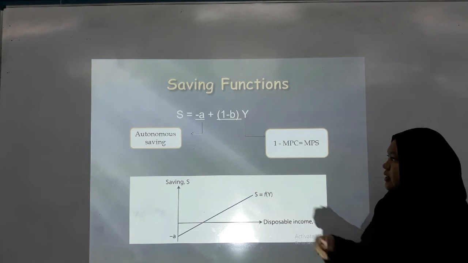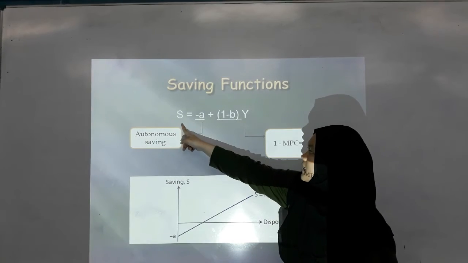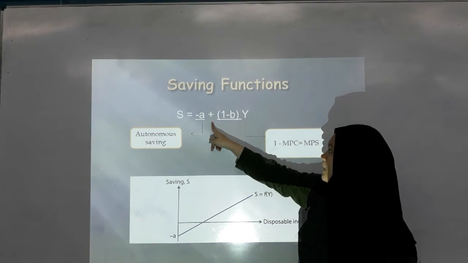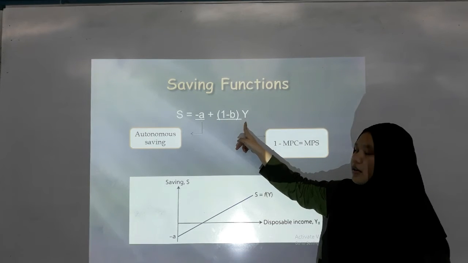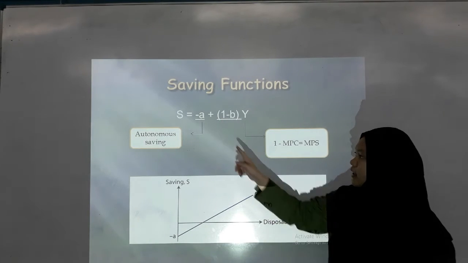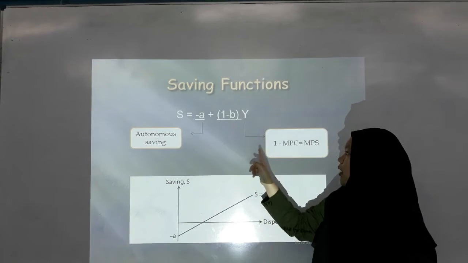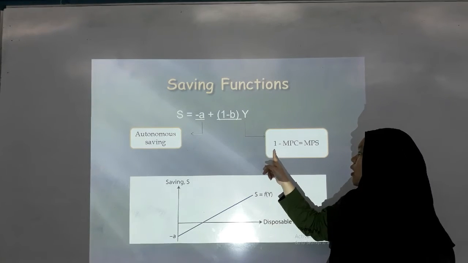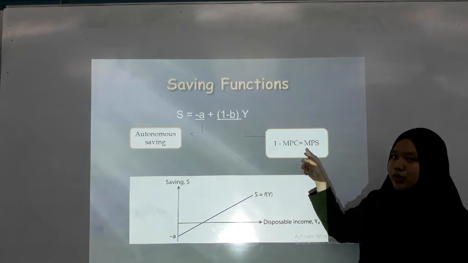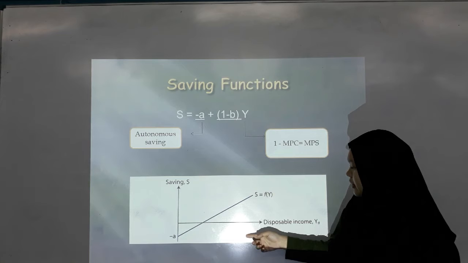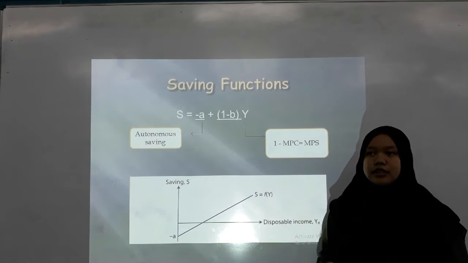Saving function. This is the saving function, which is S equals negative A plus (1 minus B)Y. Negative A is the autonomous saving, where 1 minus B is 1 minus MPC, which equals MPS. This is the diagram of savings.